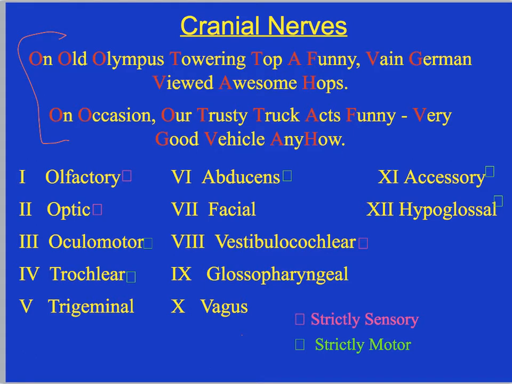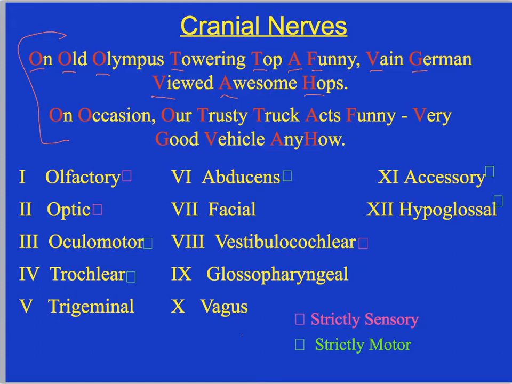So this is olfactory, optic, oculomotor, trochlear, trigeminal, abducens, facial, vestibulocochlear, glossopharyngeal, vagus, accessory, and hypoglossal. Now, if you would like to find some racier versions of these mnemonic devices, you can Google that. These are the clean ones.